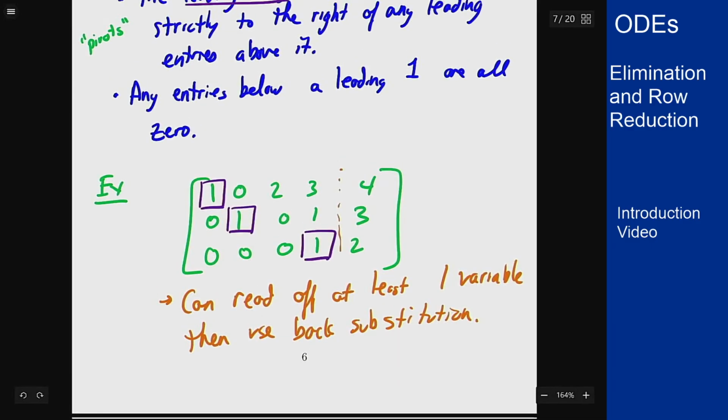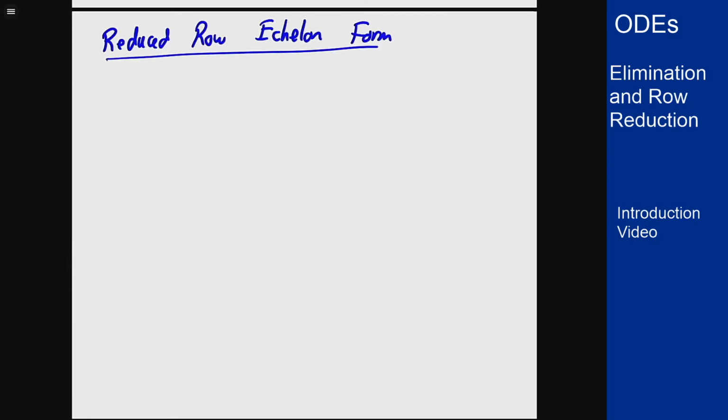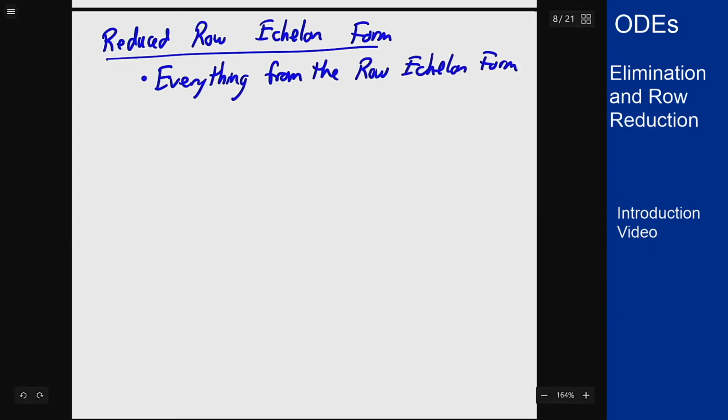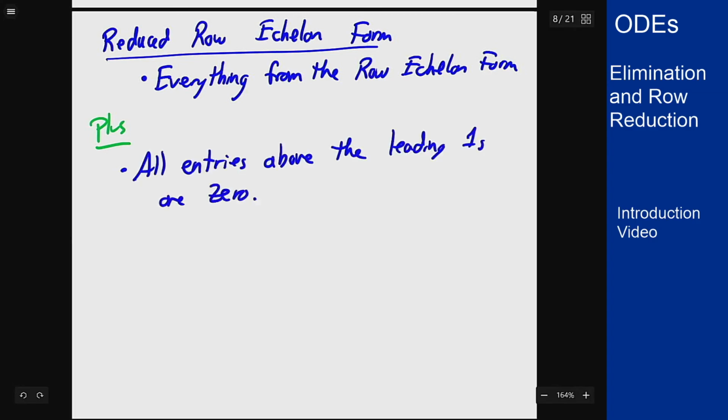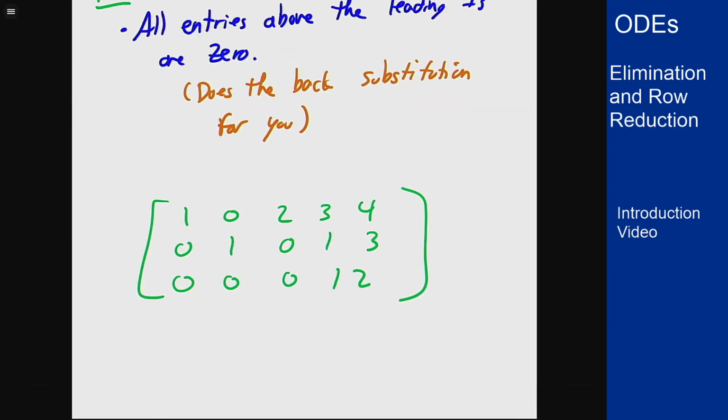Now there is a further step you could take in this process, and that is getting to the reduced row echelon form. And that is the same as the row echelon form, plus all the entries above these leading 1 pivots are also 0. The point is basically this process does the back substitution for you. So the matrix we had before is in row echelon form, but not reduced row echelon form, because while this 0 is good, there are entries above this leading 1 that are not 0.